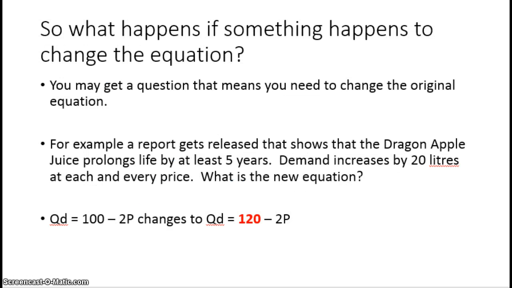Okay, so in your exam you might be asked to change the equation because something's changed. So for example, a report gets released that shows that dragon apple juice prolongs life by at least 5 years. Demand increases by 20 litres at each and every price. What is the new equation? So we simply just change the 100 to 120.